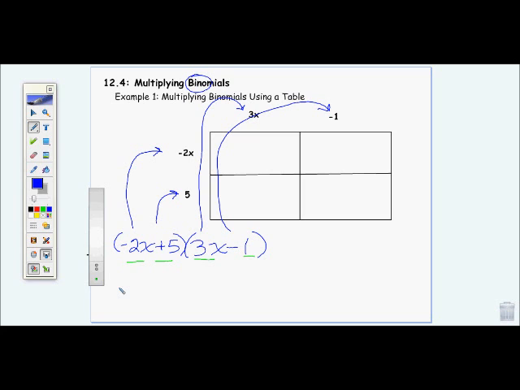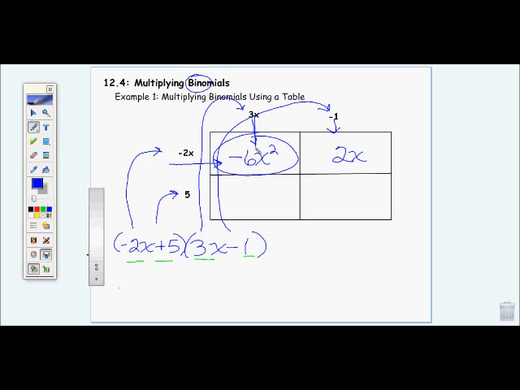What's going to go into each one of these squares is when I multiply looking down the column and across the row. So if I multiply 3x times a negative 2x, my answer would be a negative 6x squared. 3 times negative 2 is the negative 6 for my coefficient, and the x times the x is an x squared. Now we'll just move over to the right here. This time again, negative 1 times a negative 2x. Negative times negative gives me a positive. 1 times 2 gives me the 2, and x.